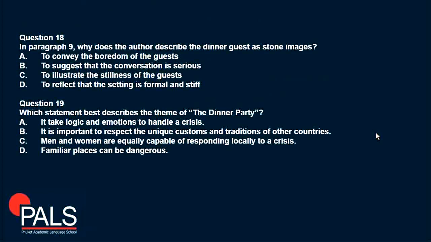Okay, let's proceed with questions 18 and 19. Let me read the questions, then you can pause again. In paragraph 9, why does the author describe the dinner guests as stone images? And question 19, which statement best describes the theme of the dinner party? Now, theme means the lesson. What is the lesson that you have learned in the story?